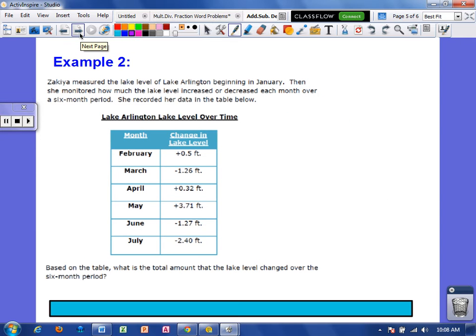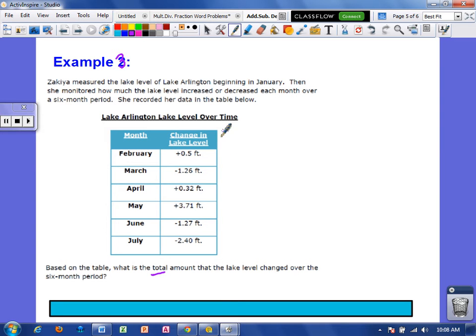Okay, example 3, and that does not say 3. This is example 3. All right, Zakia measured the lake level of Lake Arlington beginning in January. Then she monitored how much the lake level increased or decreased each month over a 6-month period. She recorded her data in the table below. Based on the table, what is the total amount that the lake level changed over the 6-month period?